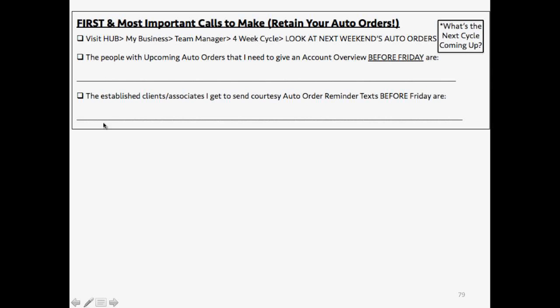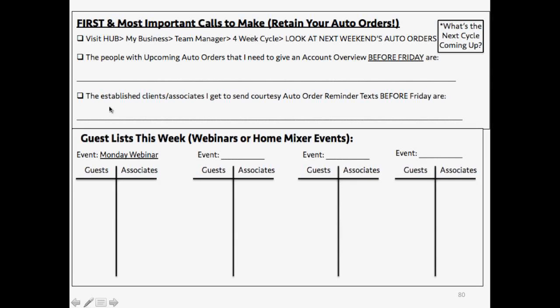Next is the established clients, associates I get to send courtesy auto order reminder texts before Friday are these people. And so this is really important too, that this is filled out, that you know what your auto orders are and who you need to remind.